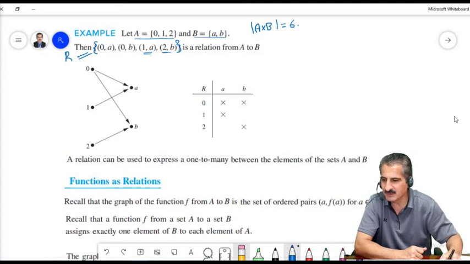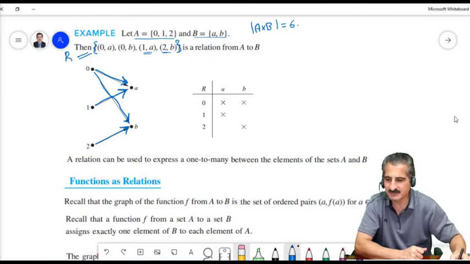This is a good way to represent it. So 0 is related to a. We will just make an array or a row, and 0 is related to b. And 1 is related to a and 2 is related to b. And here is another way to represent the relation. 0 is related to a, so we put an X in here, meaning that 0 and a meet together, they have a relation. 1 is related to a, 0 is related to b, 2 is related to b.